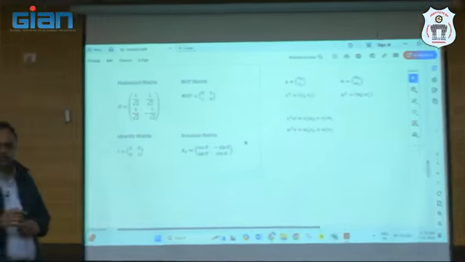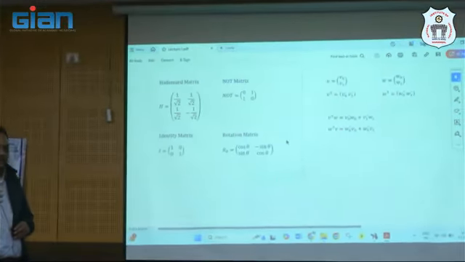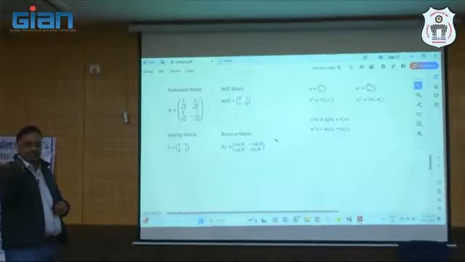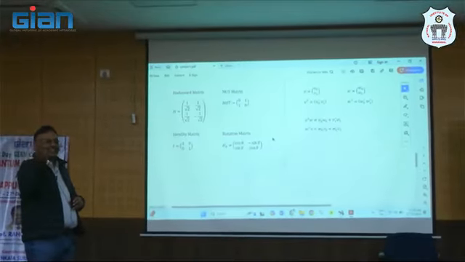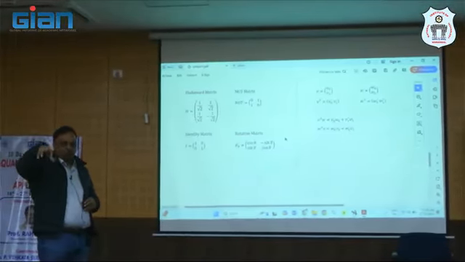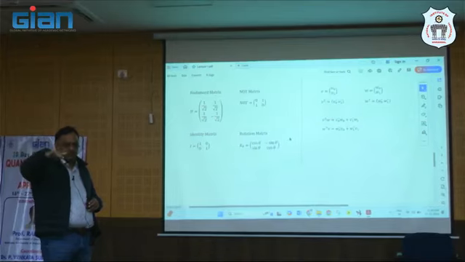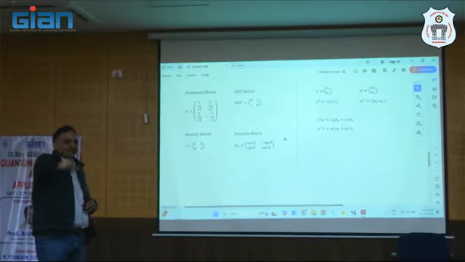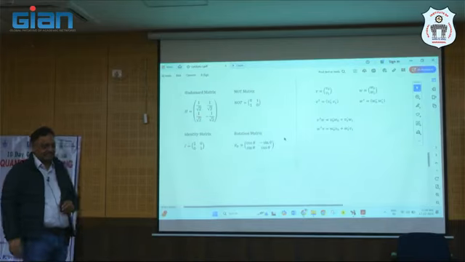Very good question. Later we will see that it will rotate a vector by an angle theta. When we view a qubit as a vector in the two-dimensional plane, we will see that it rotates by angle theta. That's why it's called a rotation matrix.